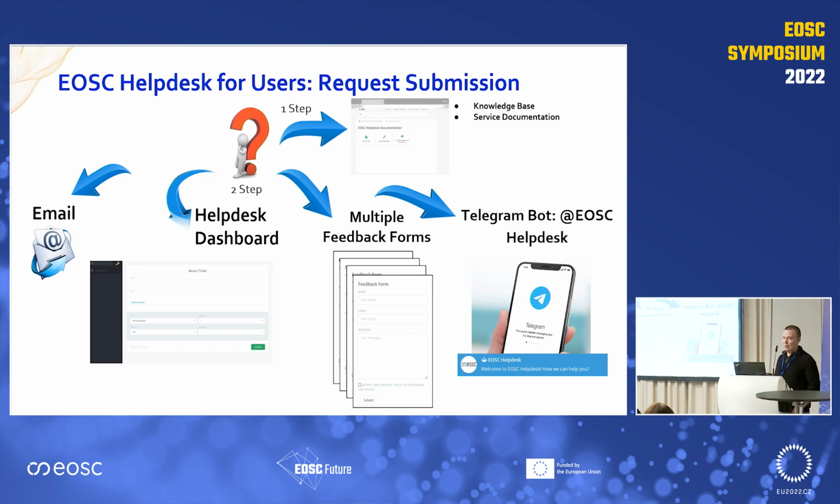And of course this is the second step. The first step for the user is self-service. The user tries to find the answer in the knowledge base or service documentation. If that's basically not successful, then the user switches to the active interaction with the help desk.